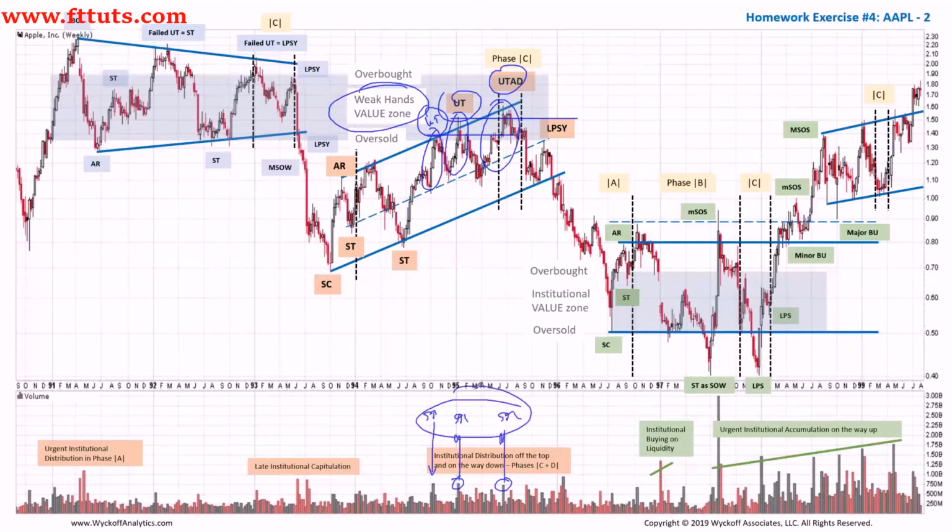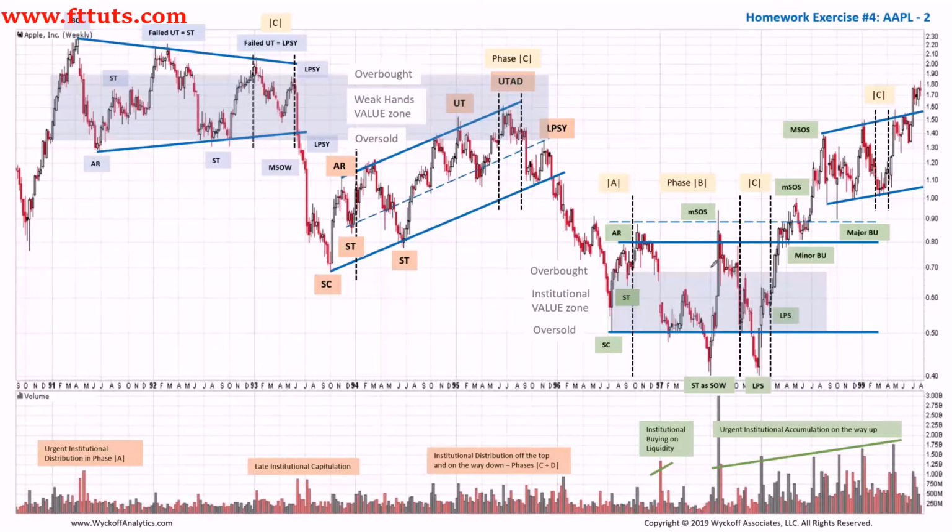And institutions know that for them, the bias is to the downside, and they know that at this point of time, this is an overbought condition, and they are looking for short-term liquidity, which is being created by weak hands, by the excitement of weak hands, and they just sell into this excitement. So that produces more selling and so on and so forth.